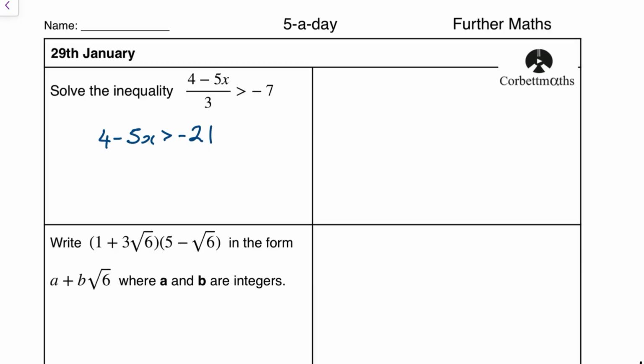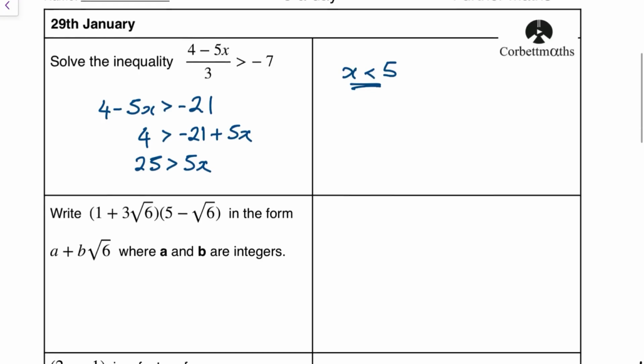There are a couple of ways of doing this. I could do the switching one, or I could move it. Actually, I'll tell you what, I'm going to do it a slightly different way, which some of you may not do. I'm going to add 5x to both sides, which gives me minus 21 plus 5x is greater than 4 on this side. Add 21 to both sides gives me 25 is greater than 5x. Divide both sides by 5, and that gives me x is, well, the other way round, so less than 5. Different way of doing it, but some of you may like that way slightly better.